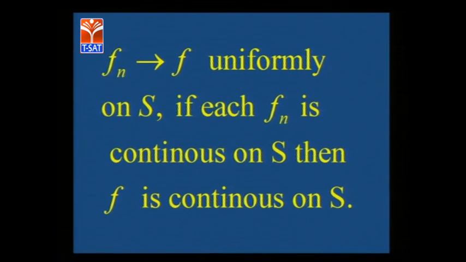So, suppose f_n tends to f uniformly on S, and each f_n is a continuous function, then f is also a continuous function on S. So, mainly, suppose each f_n is a continuous function but f is not continuous, then the convergence is only pointwise, but not uniform.